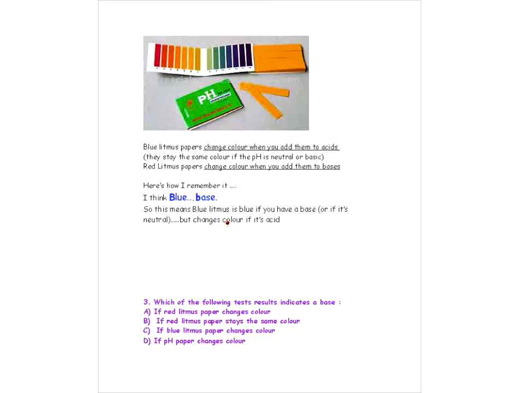And we've got a question here that taps into that. It says, which of the following test results indicate a base? First, if red litmus paper changes color, well, that makes sense, doesn't it? Because red litmus is going to change to blue, so that would be a base. B says if red litmus stays the same color, no, because we know the base has to be blue. If blue litmus changes color, no, because it's got to be blue for a base. And if pH changes color, okay, so the answer for this one would be A. If red litmus changes color to blue, then we know we have a base.